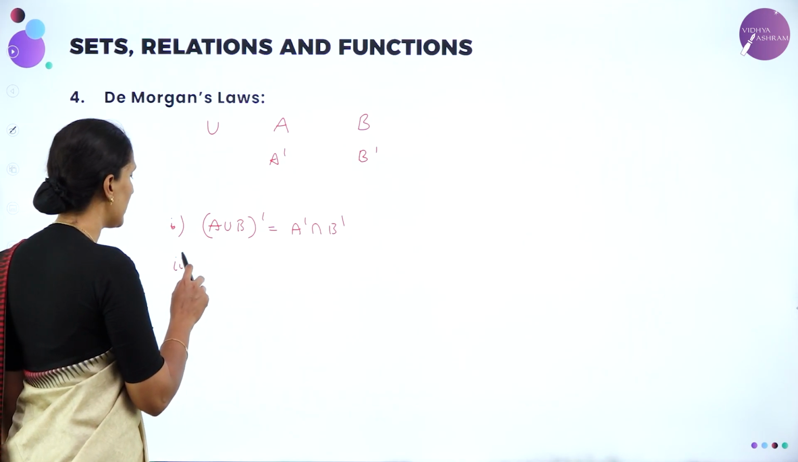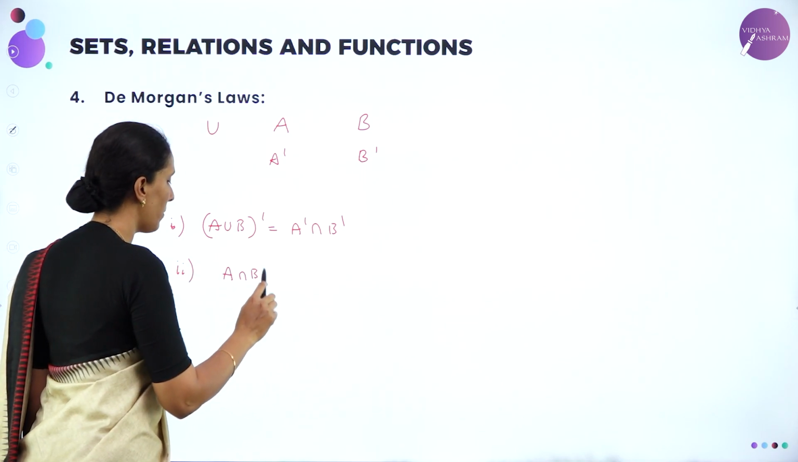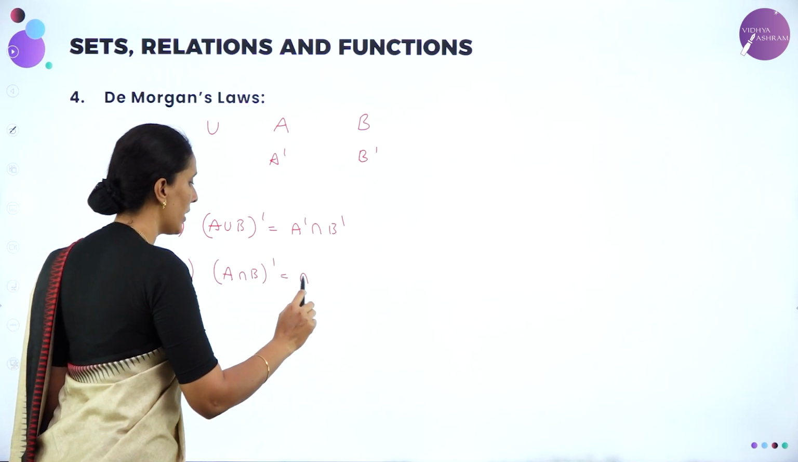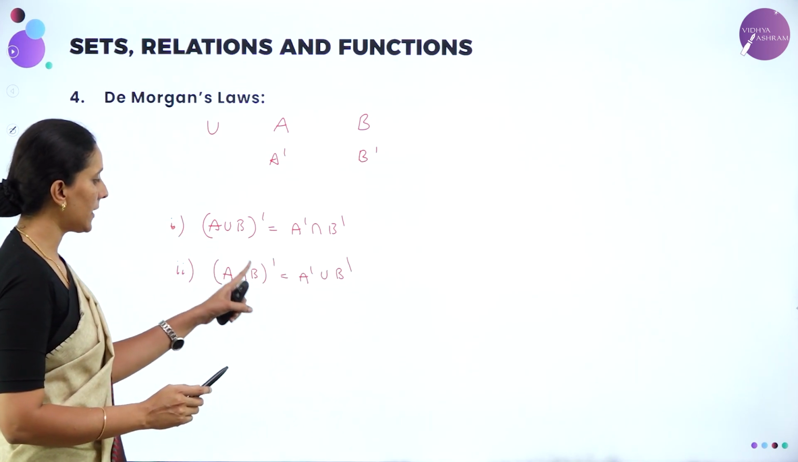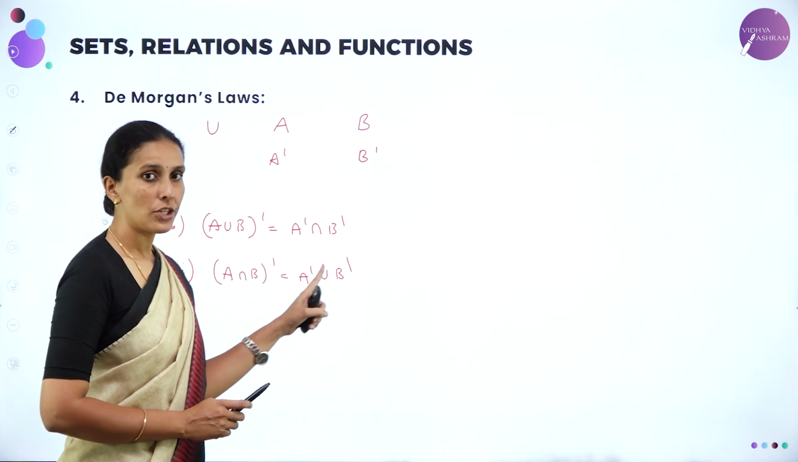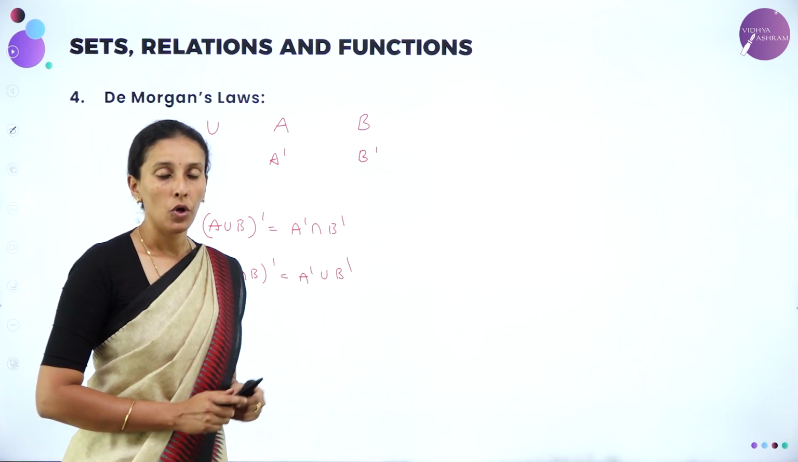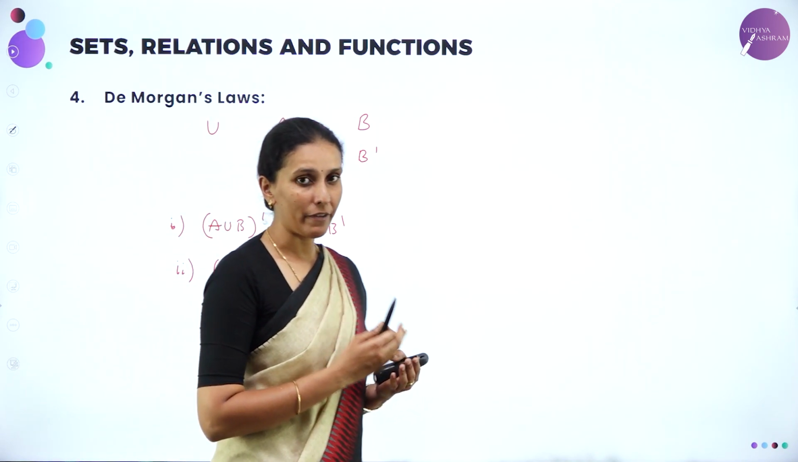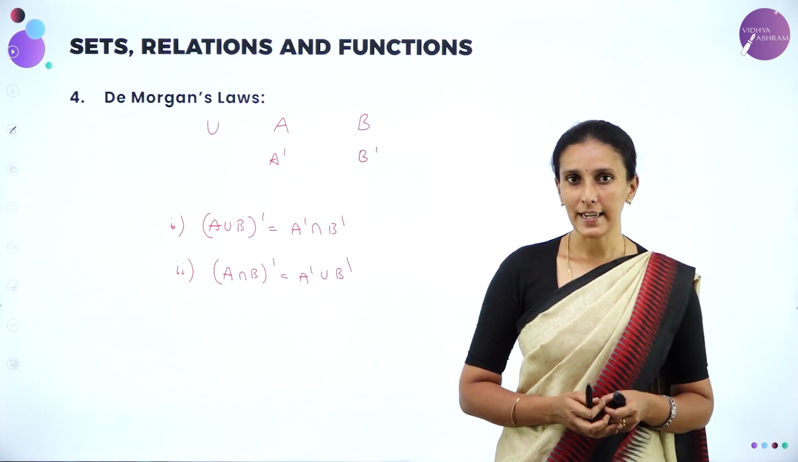De Morgan's second property says (A intersection B) whole dash is equal to A dash union B dash. That is, the complement of A intersection B is equal to the union of A dash and B dash. So these are called De Morgan's laws. All these properties can be verified by taking sets A, B, C.